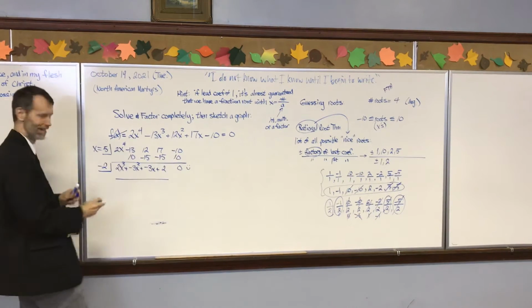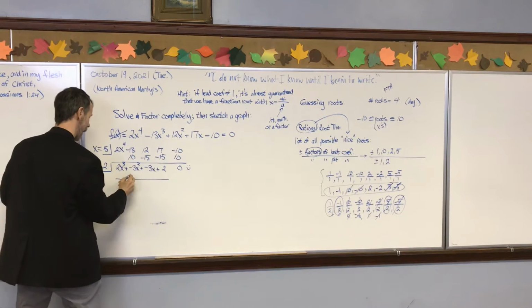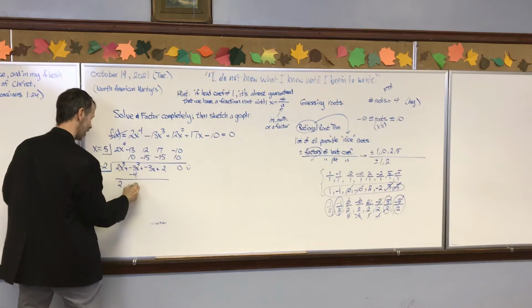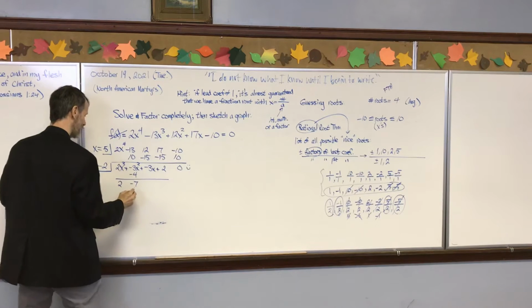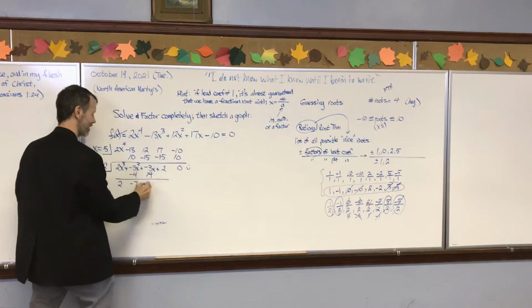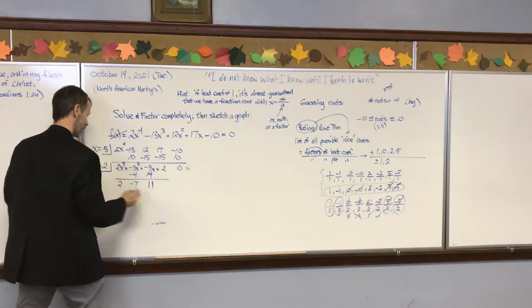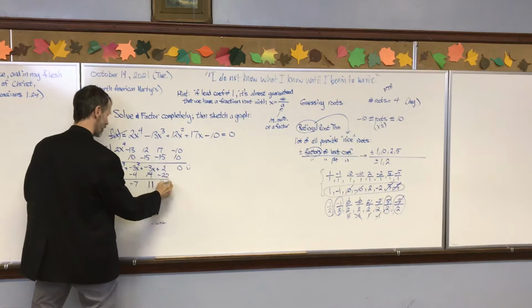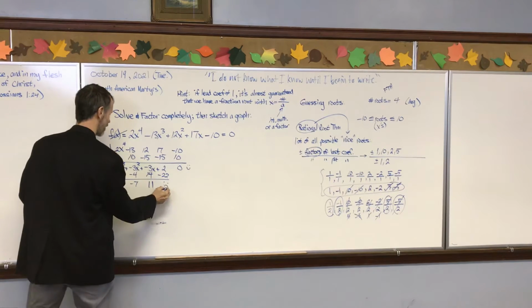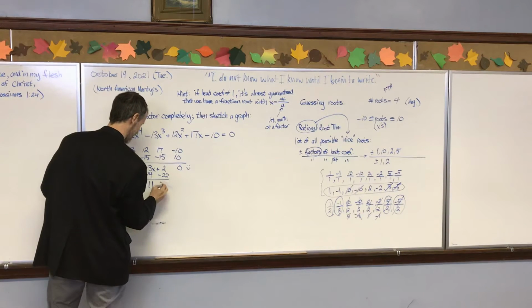Add. Just ignore the x. 2. Multiply. Negative 4. Add. Negative 7. Multiply. It's negative 2 and negative 7. 14. Add. 11. Multiply. Negative 22. Is this going to work? No. Unfortunately, no. We get negative 20.